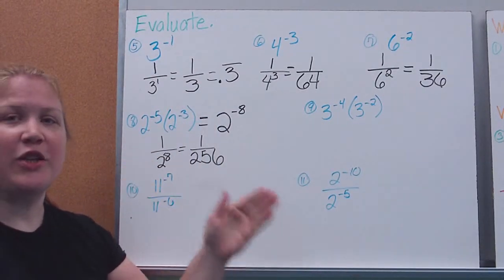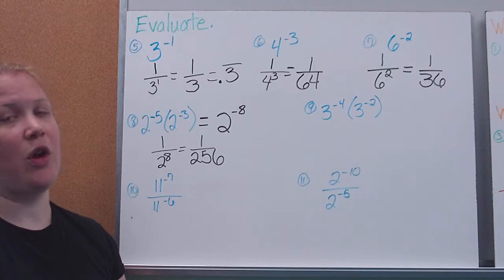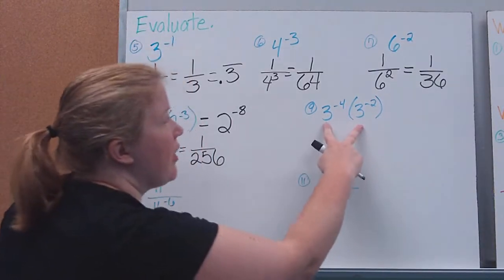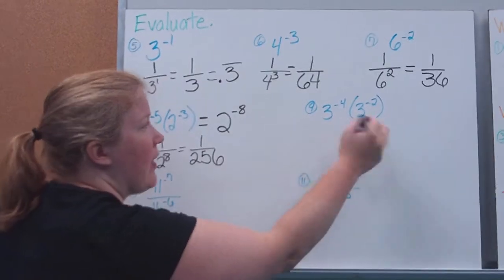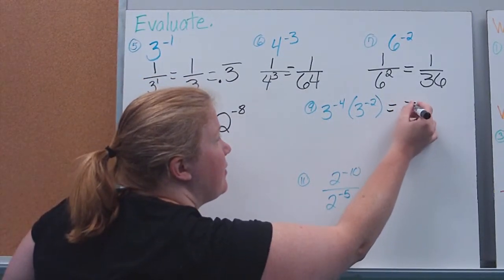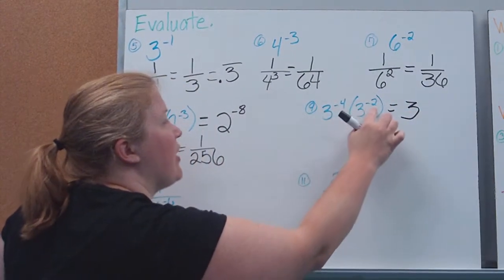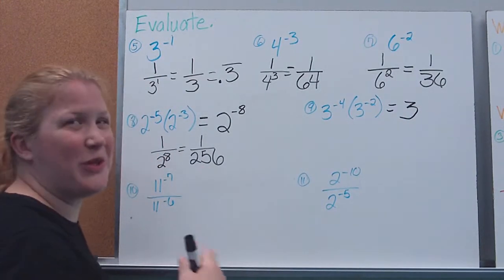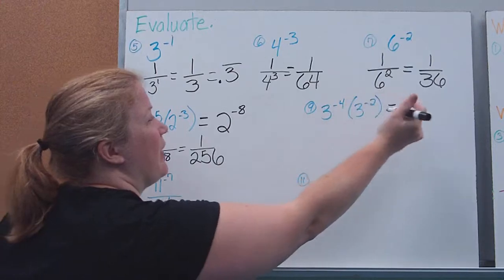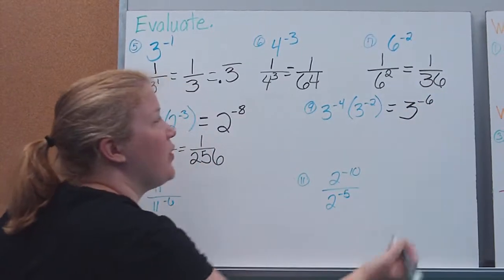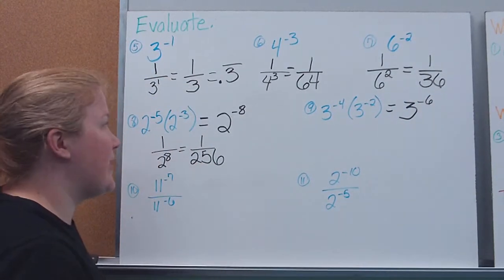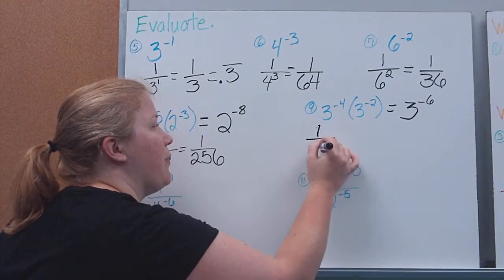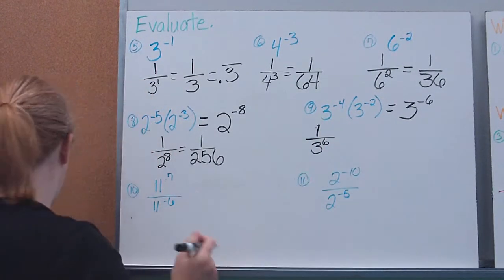All right, so just make sure you're going through each of the steps. Don't try to do too much at once in your head. So again, here I'm multiplying. So 3 is still going to be my base. I've got 3 to the -4th times 3 to the -2nd, which when I add my exponents, -4, -2, I get 3 to the -6th. Now how am I going to write that as a positive exponent? Well, that would be 1 over 3 to the 6th.